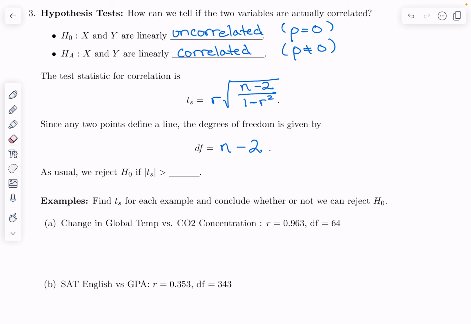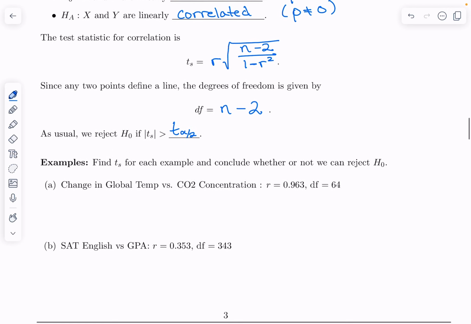And as usual, we're going to reject the null hypothesis if the absolute value of our t statistic is bigger than t sub alpha over 2. So we're going to run a non-directional t-test like we have done before. So let me give you a couple examples.